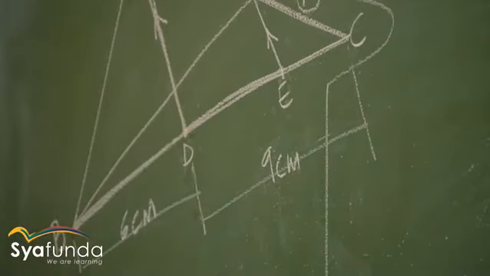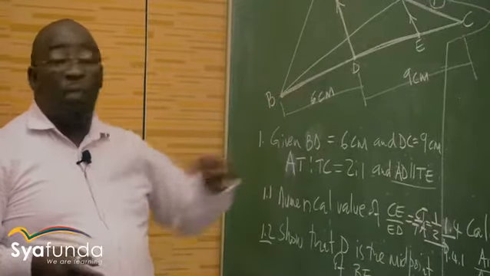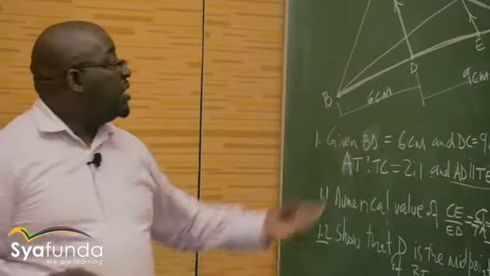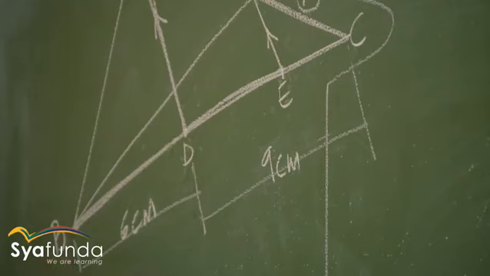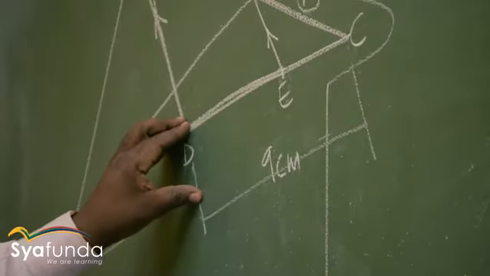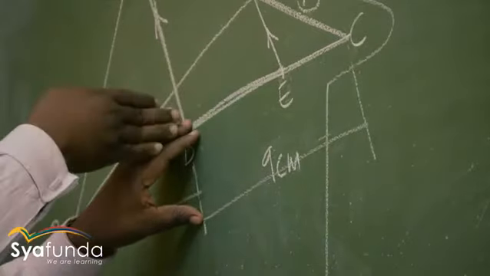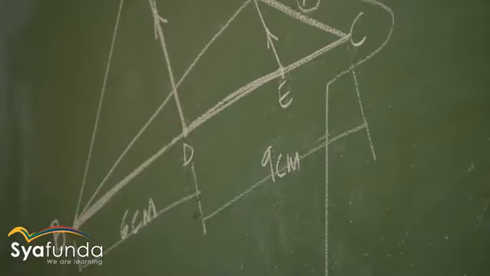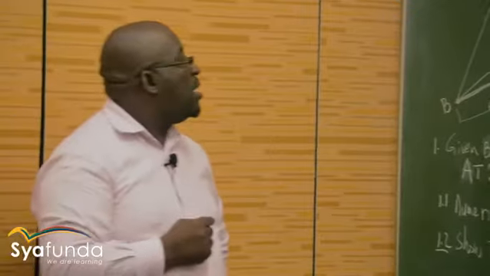What is it that we know now? We now know that this distance from B to D is 6 centimeters. So what we must prove is that the other distance is also 6 centimeters. If we show that, then D is the midpoint, a point in the middle. Okay, let's try and do that.